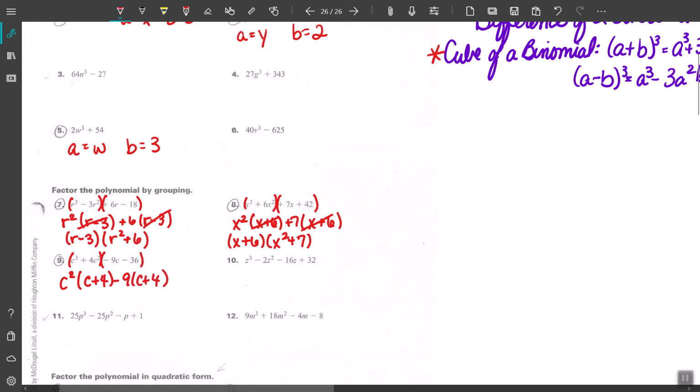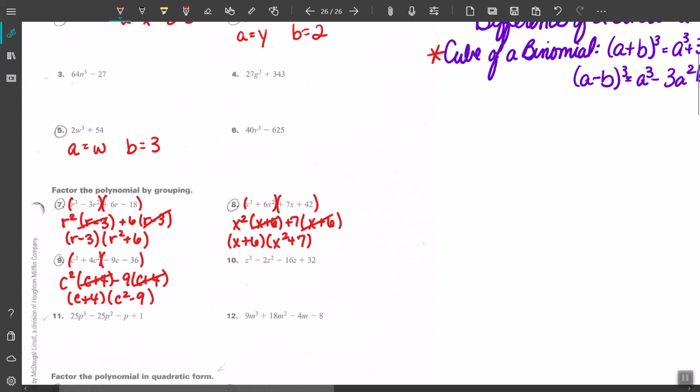Our binomials match. Remember, if you had pulled out a positive 9 only, the signs on the c plus 4 would be different. So then that would clue you in that your binomials don't match, so you need to go back and pull out that negative sign. We're going to pull the binomial out of each term, and we'll end up with that.